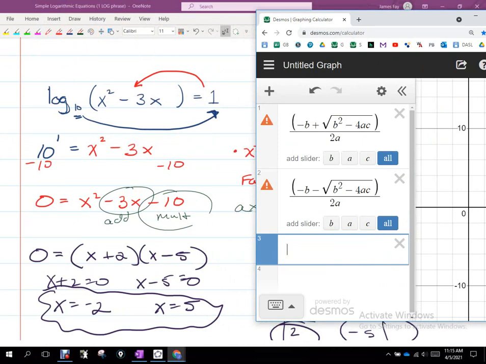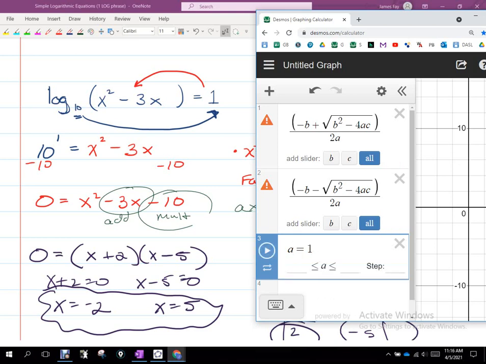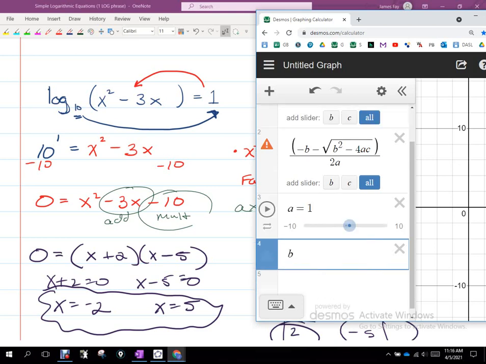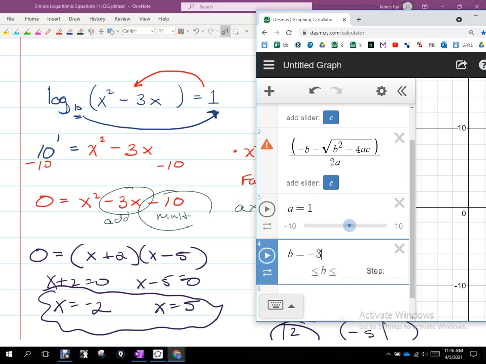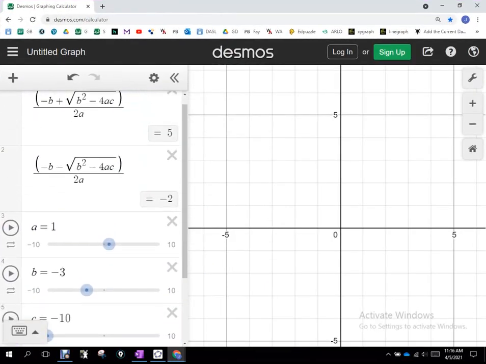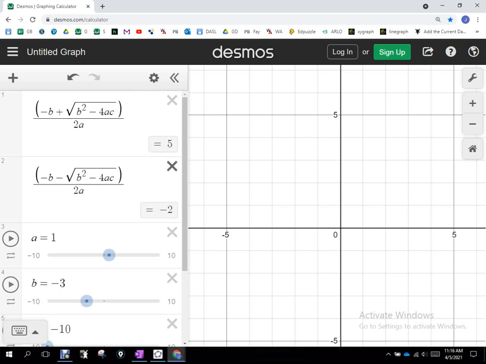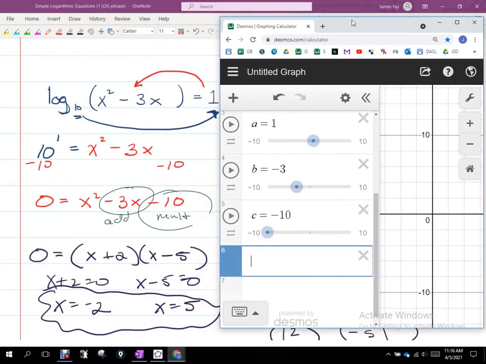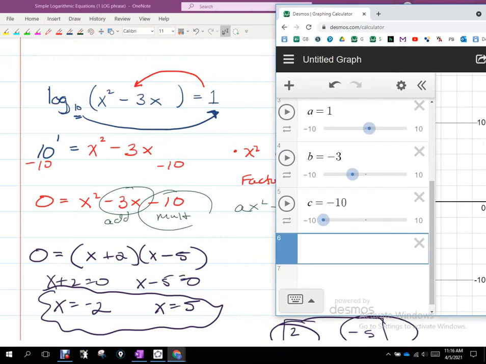So what I can do is put A as this 1 right here, correct? So I say A equals 1. I want B. What's B going to be? Negative 3. And C is negative 10. If I type those in, go back up to the formulas, does it give me the two answers that we were looking for? Okay, 5 and negative 2.